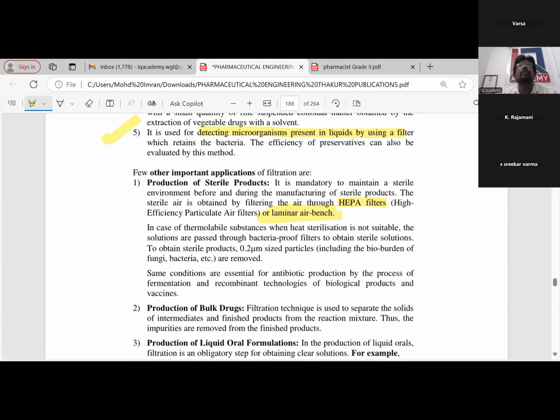Okay, the next important topic is bacterial filters. This is a very important point. A 0.2 micrometer size can filter the bacteria; with larger pores, it's difficult to filter the bacteria.